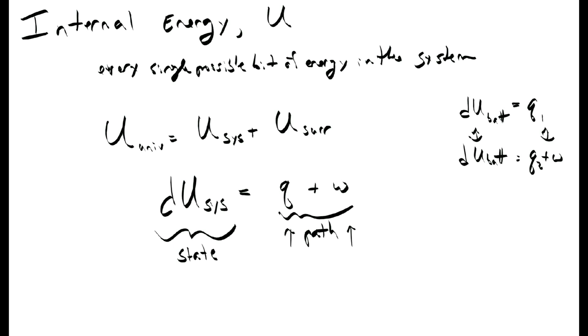Now, let's go ahead and talk about sign conventions. That is to say, what do positive and negative signs mean? We've already covered that a bit, but let's go ahead and cover them again. Q is positive versus Q is negative. W positive versus W negative.